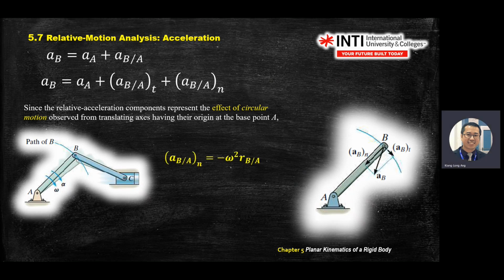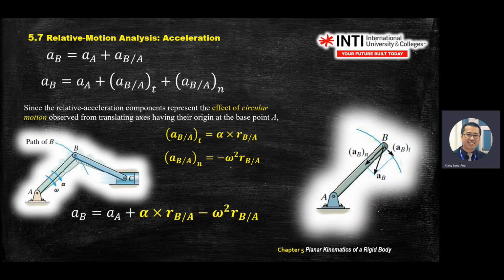Again, recall when you go into angular motion, your normal direction is minus w squared R. In this case, you're looking at B stroke A, so your R is B stroke A. Okay. Same with tangent. Your tangent is alpha cross R. So this one you should already memorize in your brain. I will not repeat this one. Okay. You combine the two.